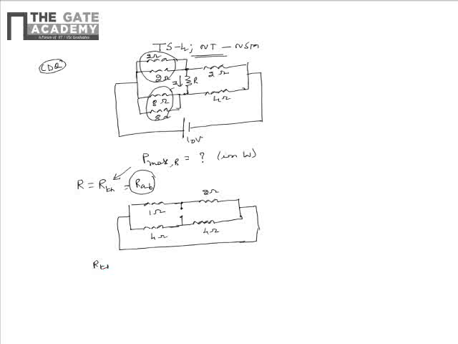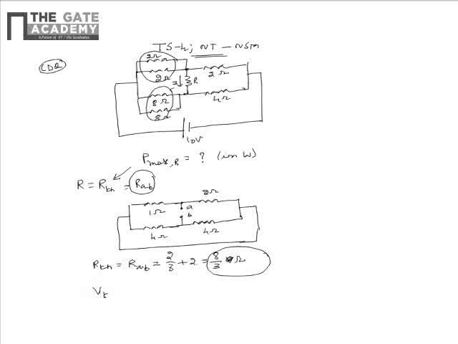So from this, the Thevenin's resistance RTH is equal to RAB is equal to 2 by 3 plus 2, that is the resistance seen from the terminals A and B, which upon simplification becomes 8 by 3 ohms. So from this we see that for maximum power dissipation, the value of the resistor R is 8 by 3 ohms.